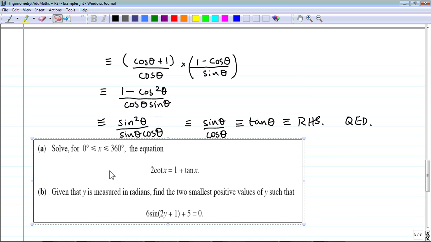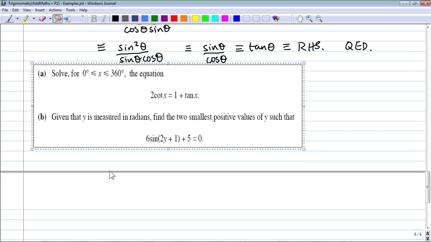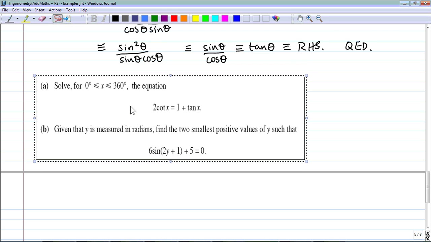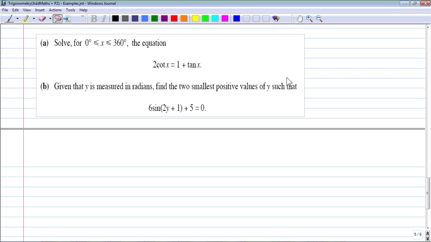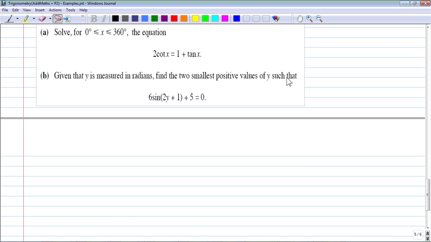So I like these examples. These are very typical examples of the kinds of equations you'll be asked to solve in the exam. So let's look at the first one, part A. We have a certain range of values of x, and then we have 2 cot x equals 1 plus tan x. Now we're aware of the fact that cot x should be written as cos x over sine x.